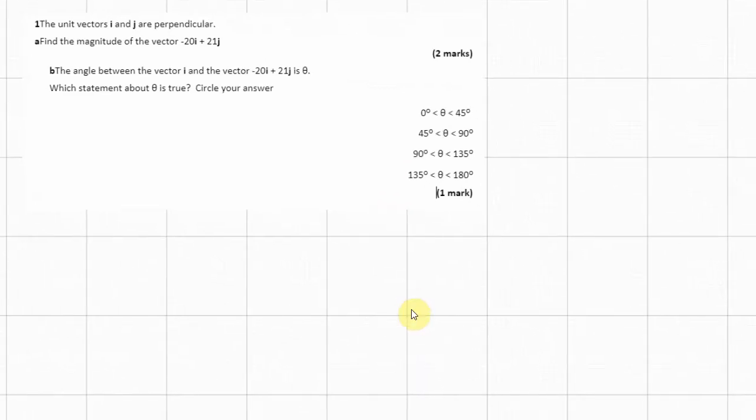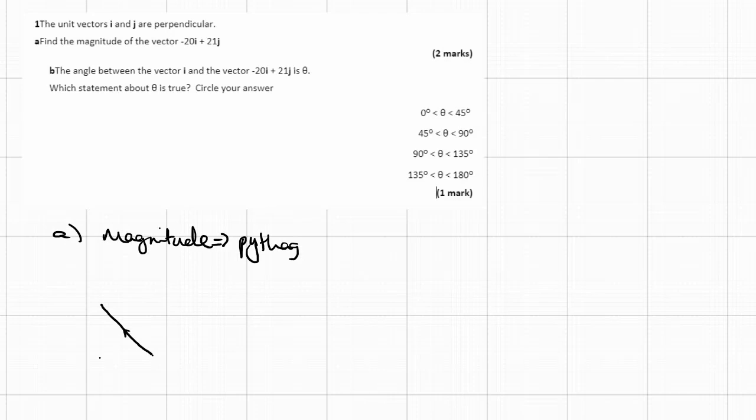Question 1 was asking you to find the magnitude of the vector minus 20i plus 21j. When we want to find the magnitude, we're going to be doing some Pythagoras, because this vector looks something like this. The magnitude is going to find the length of this line.